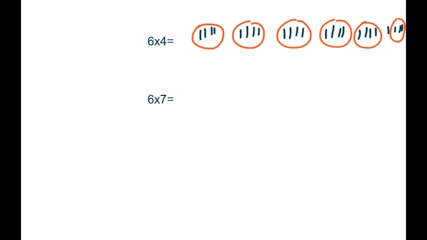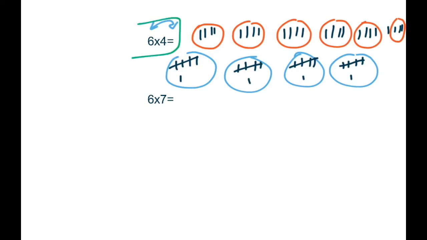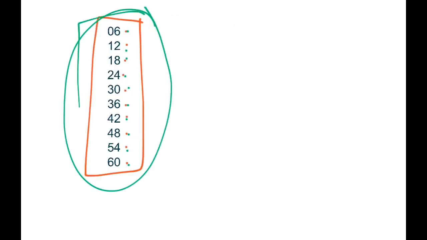Or you could draw 4 groups, because we can flip-flop multiplication and put it in any order we want, and do 6 items in each group. Whatever is easiest for you. But I want you to tell me what your answer is for 6x4 and 6x7. So I want you to take a picture of your work here, send it to me, and then I also want you to take a picture of the list of counting by sixes you made and where you have it hanging up in the house, and I'll give you your homework point.